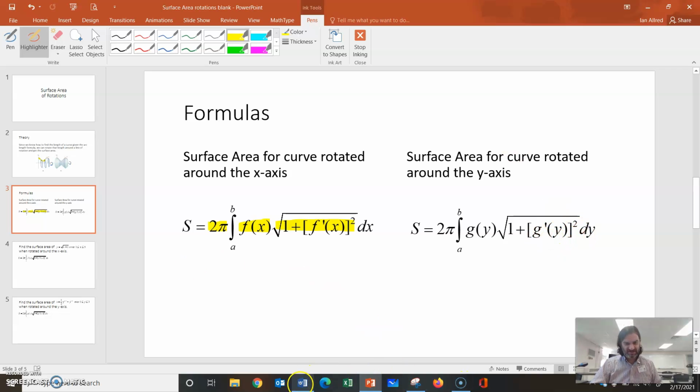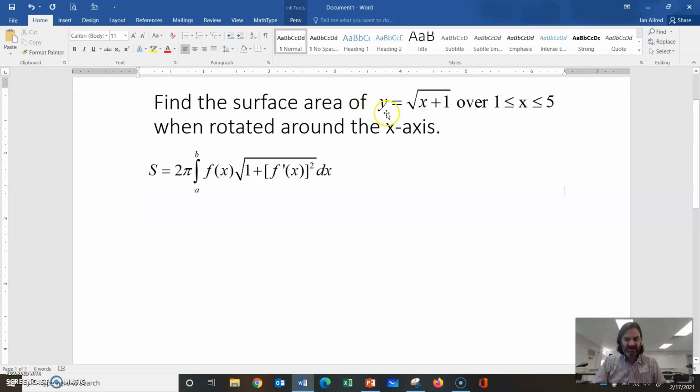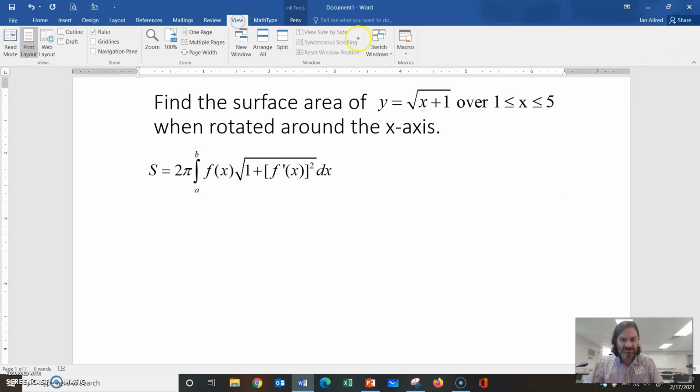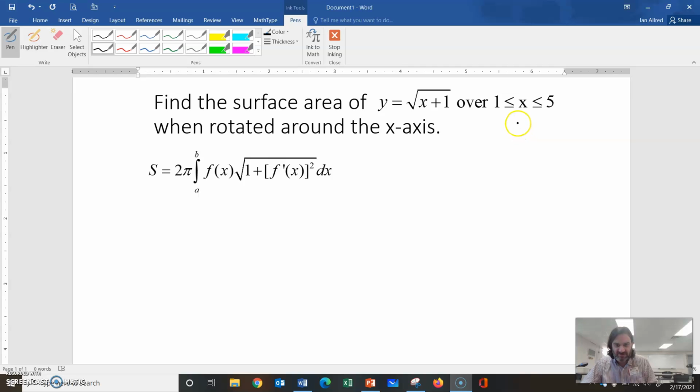So let's do a couple of examples here. We're going to find the surface area of y equals the square root of x plus 1 from 1 to 5, and we're going to rotate that around the x-axis. Now let's try and draw this out. Hold on. Okay, I'm back. So let me just draw this out so you'll see it.